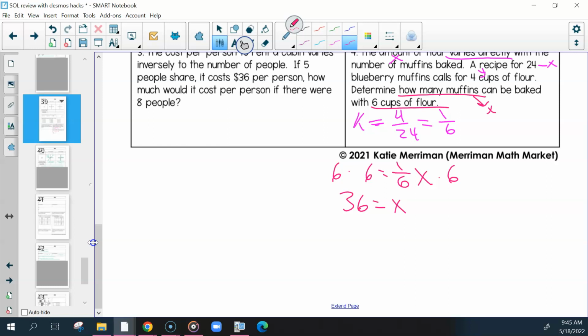Wait, but wouldn't you have to put the X over 1, or no? If that helps you, you could do that. Then you can cross multiply, right? It will say varies directly or directly proportional, or varies inversely or inversely proportional, something like that.